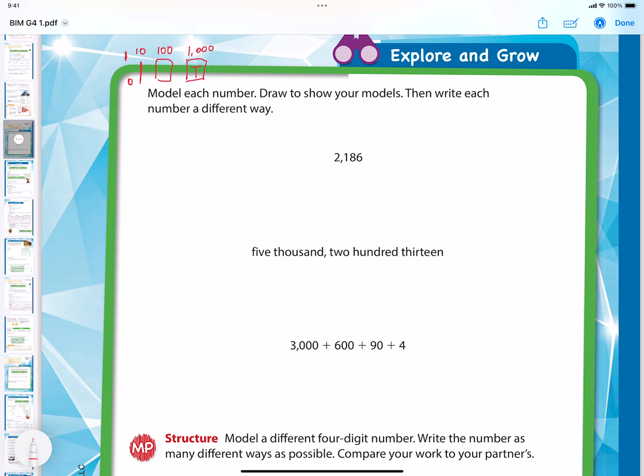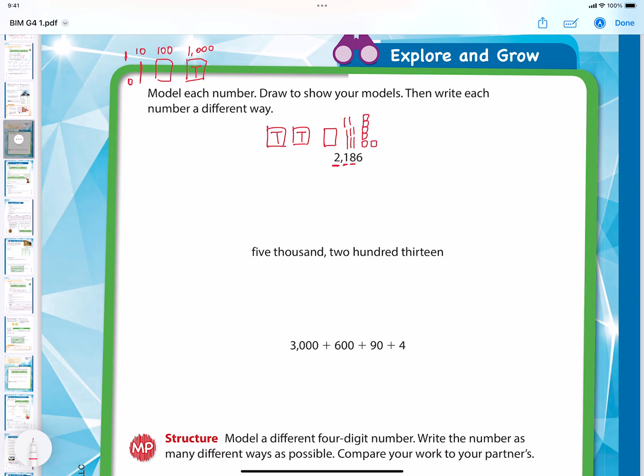So how many ones are here? 6. So I'm going to model this: 1, 2, 3, 4, 5, and 6. And how many tens? Yes, 8 tens. So I'm going to draw 1, 2, 3, 4, 5, 6, 7, 8. And how many hundreds? Yes, only 1, so I'm going to draw 1 flat. And how many thousands? Yes, 2 thousands, so I'm going to put 2 T's like this.